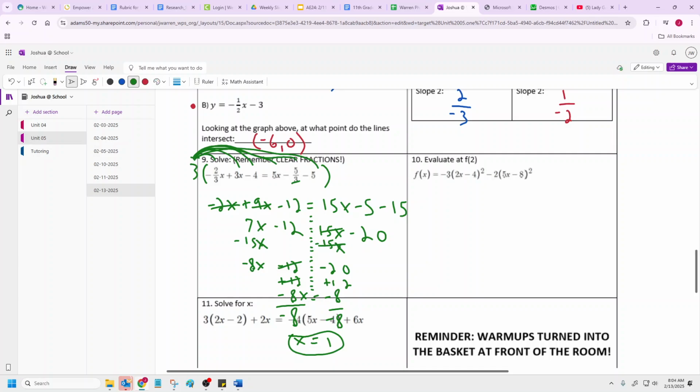Got it? So I'm going to erase my work. So push pause if you need that again. I'm going to erase my work so I can go ahead and do number 10. Number 10.